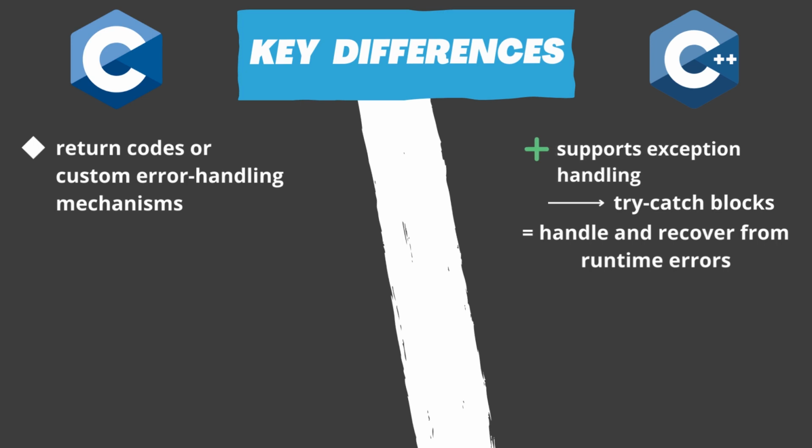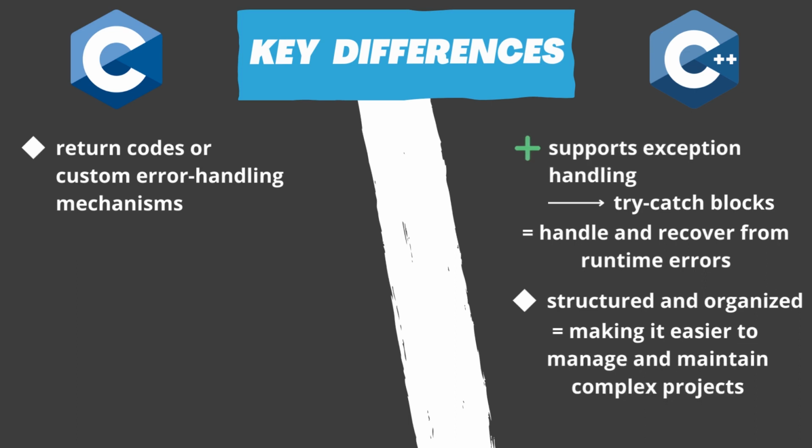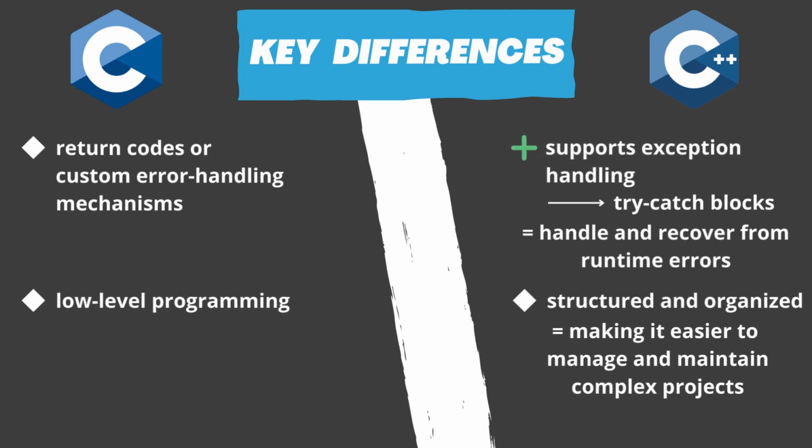And lastly, there is the difference in programming style. Due to its object-oriented features, C++ tends to promote a more structured and organized development style compared to C. C++ encourages encapsulation, data hiding, and modular design, making it easier to manage and maintain complex projects. C, being a procedural language, is often used for more low-level programming tasks and closer interaction with hardware.